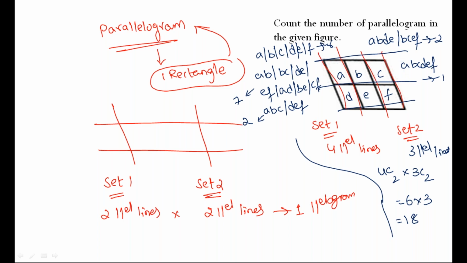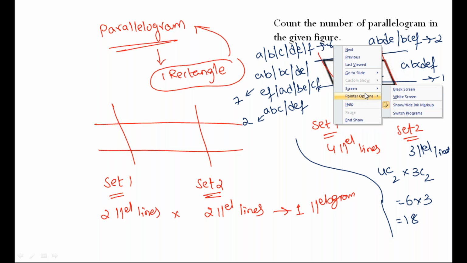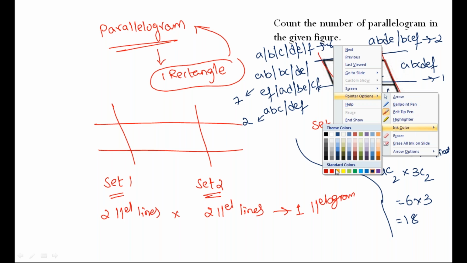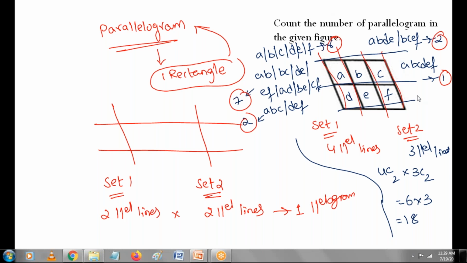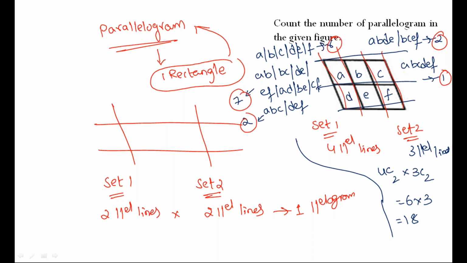Now finally, if you add all this, you just see that 6 plus 7 is 13, 13 plus 2 plus 2 plus 1 is 5. So we'll get 13 plus 5, 18. You just see what is happening. As we did in the rectangle, we can do the same thing for a parallelogram. That is why I use this combinations model. Okay, so I hope you understand parallelogram as well.